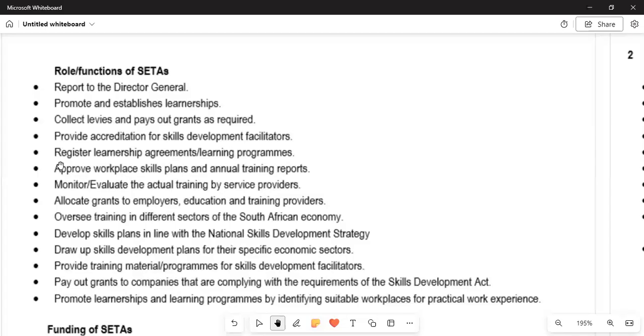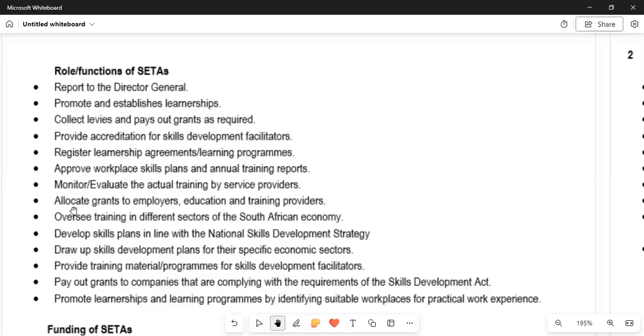They approve workplace skills plans and annual training reports. We talked about the workplace skills plans that are submitted by the organizations. So they are approved by SETAs. SETAs are the ones who approve those workplace skills plans, so that these skills plans are going to respond to the needs of the employees. They also monitor and evaluate actual training by service providers.